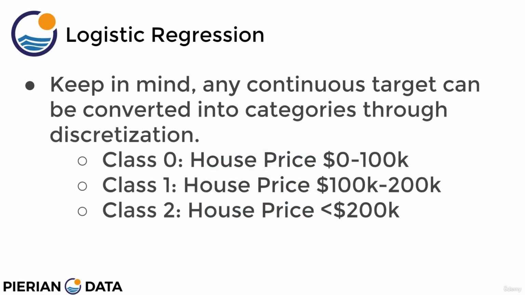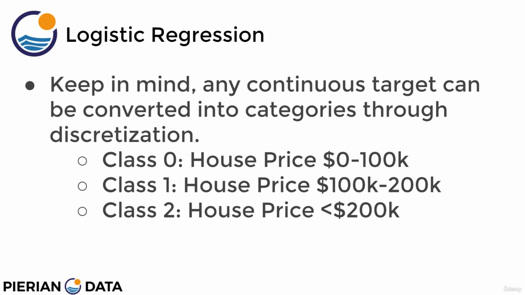I also want you to keep in mind that theoretically, any continuous target can be converted into categories through a process known as discretization. And essentially what this does is you bucket the continuous label into categories. If we think back to the house price category that was continuous, we could say that class 0 is going to be the category of a house price between 0 and $100,000. Then class 1 is a house price above $100,000 all the way to $200,000. And then maybe class 2 is any price that's above $200,000. And here, you've converted a continuous target to three distinct categories.